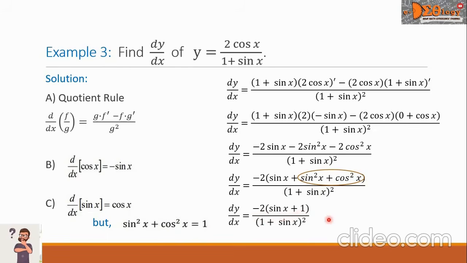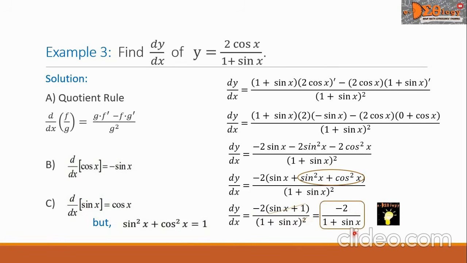Please observe also that this sine x plus 1 is the same with 1 plus sine x. So we can cancel this binomial in the numerator, and we will subtract 1 in the power of our denominator. So our answer now becomes negative 2 all over the quantity 1 plus sine x. This is our final answer.